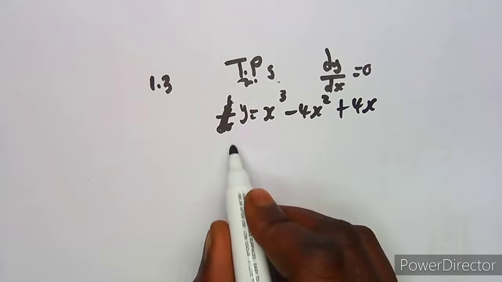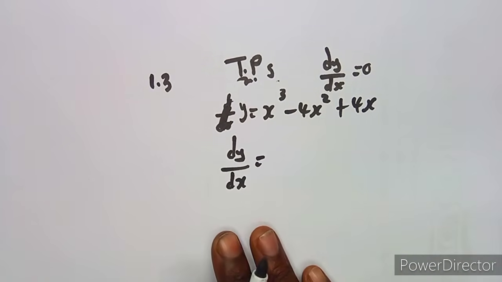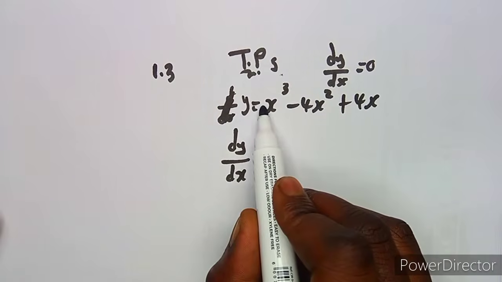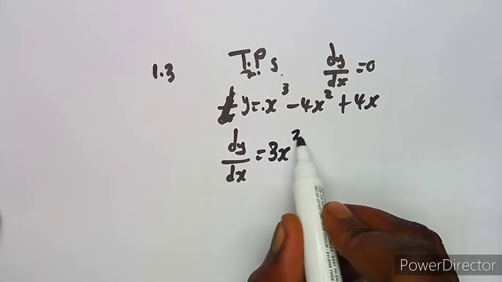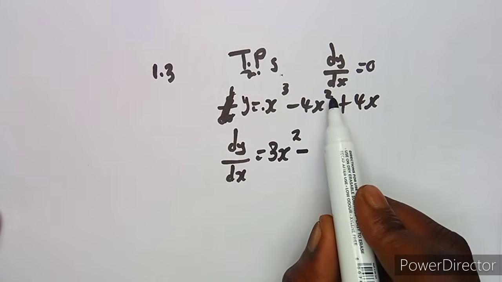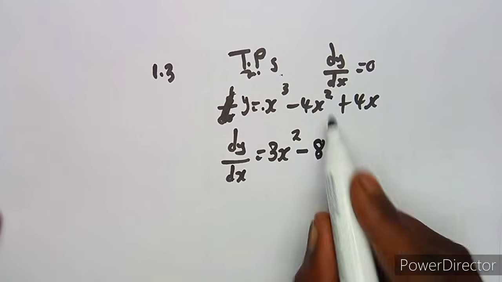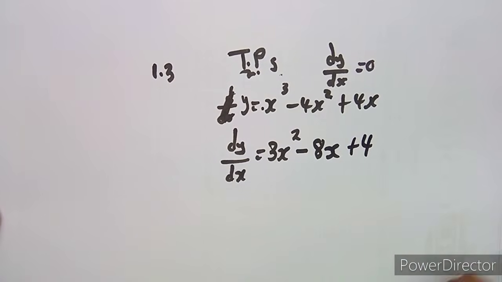All right, now we want to find our dy/dx there. So what are we going to have in this case? These are now derivatives: you drop the exponent, then subtract 1. So it's 3x to the exponent of 2, minus, we multiply 4 and 2, that's 8, we subtract 1, so it's 8x plus 4. So you're going to be left with 3x squared minus 8x plus 4.